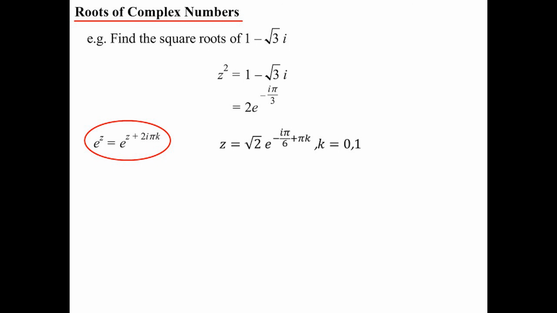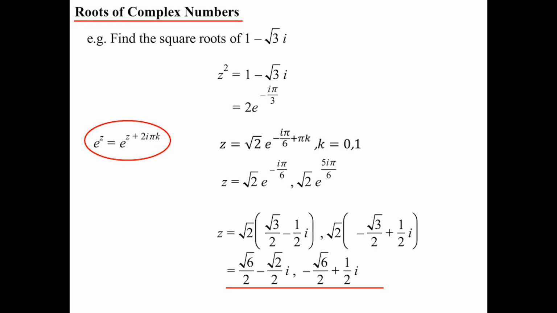So when I divide that plus 2πk by 2, we get minus iπ on 6 plus πk. I need two solutions. They're not going to be conjugate solutions in this one, you'll notice, because I'm finding the square root of a complex number. So k is 0 and 1. So sub in 0, sub in 1, and there are our two answers in exponential form. So if I want to convert back, I can find the two square roots of 1 minus root 3i.